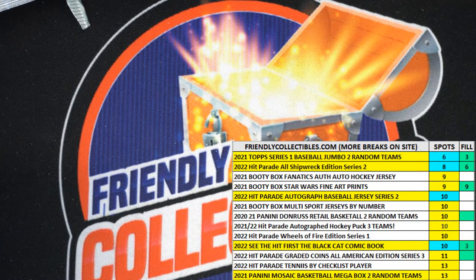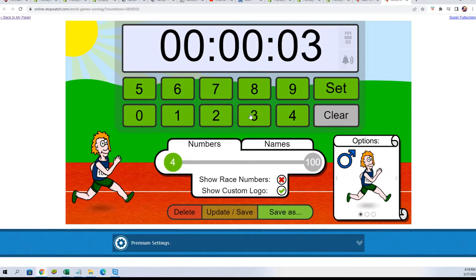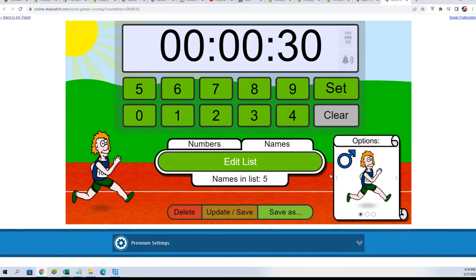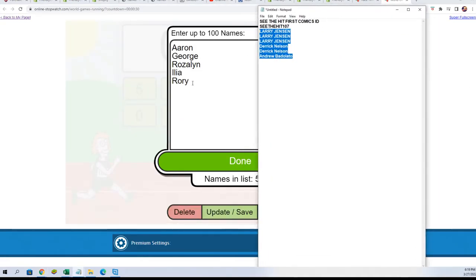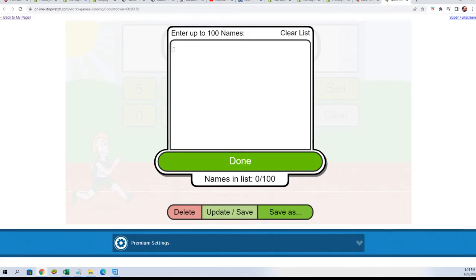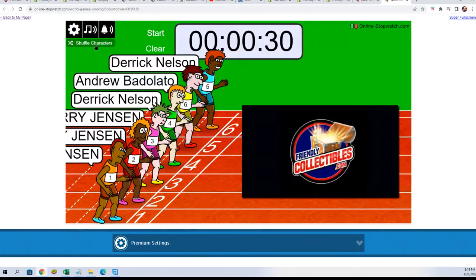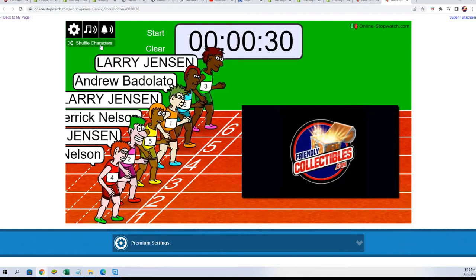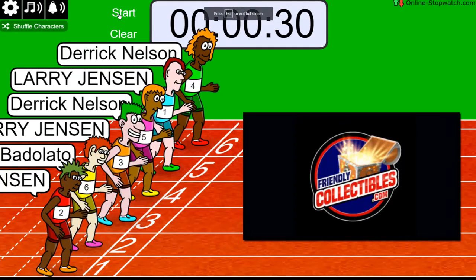Now that's fixed, so let's start up the race. It is the top two getting spots in the rip for a fraction of the price. See the hit first comics. The top two will get in for $11.50 instead of paying $33.99. Shuffle seven times. 3, 4, 5, 6. Lucky number 7. On your mark. Get set. Go.